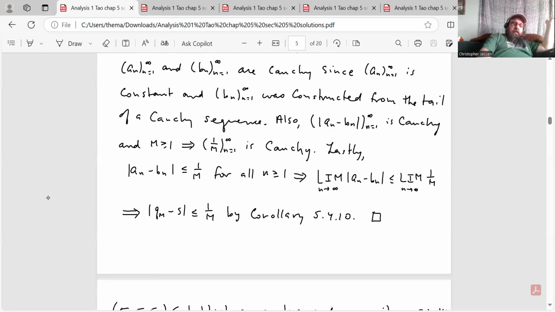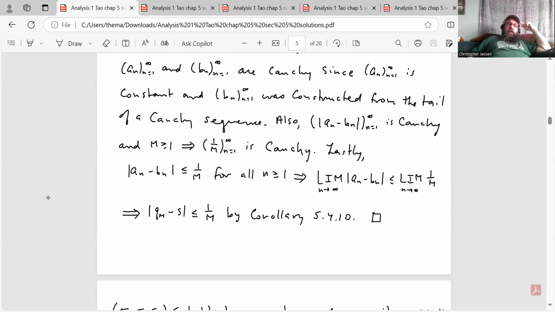Lastly, the absolute value of an minus bn less than or equal to 1 over m for all n greater than or equal to 1 implies that the formal limit as n goes to infinity of the absolute value of an minus bn is less than or equal to the limit of 1 over m as n goes to infinity, which implies that the absolute value of qm minus s is less than or equal to 1 over m by corollary 5.4.10.